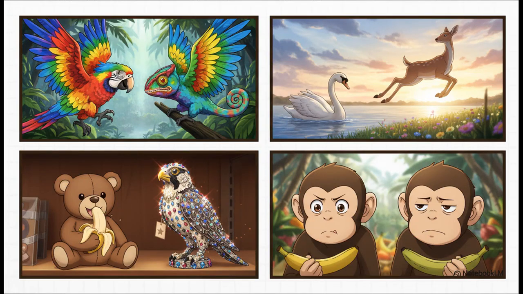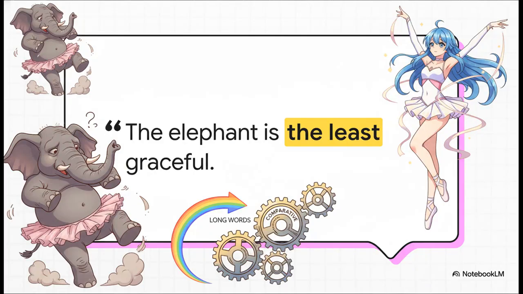Let's open up some new battlegrounds. We can compare which animal is more colorful or which one is more graceful. We can even decide which souvenir is more expensive or which food is more delicious. The rules always work the same way. For instance, if we're judging gracefulness, our source points out a pretty clear loser in that category with this perfect example. The elephant is the least graceful. That shows you exactly how the superlative works for longer words.